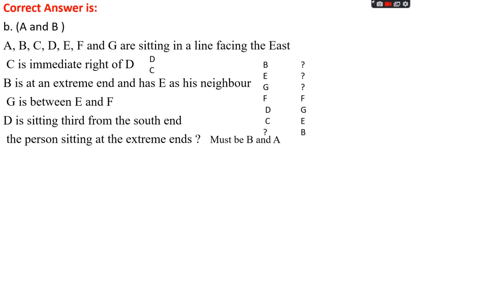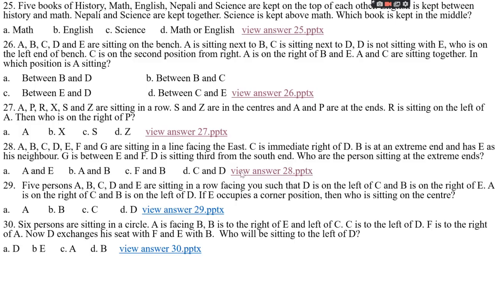Okay, D is sitting third from the south end. Okay, D's position is third from the south end, so the second option will be cancelled. This will be right. Okay, only the persons at the extreme ends remain, that must be B and the remaining one will be A. So the right answer is B and A.